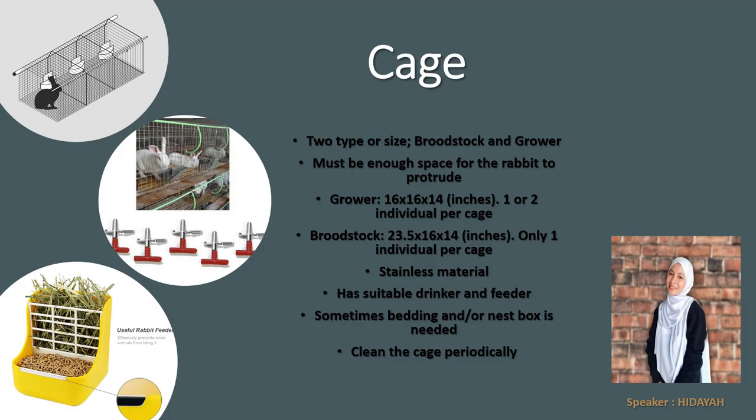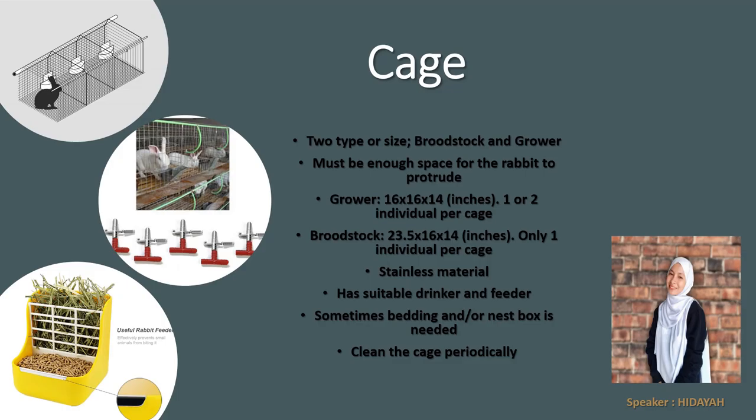The recommended size for the grower cage is 16x16x14 inches, and it is for one or two individuals per cage. Meanwhile, for the broodstock, the recommended size is 23.5x16x14 inches, and it is only for one individual per cage. The material of the cage must be stainless.